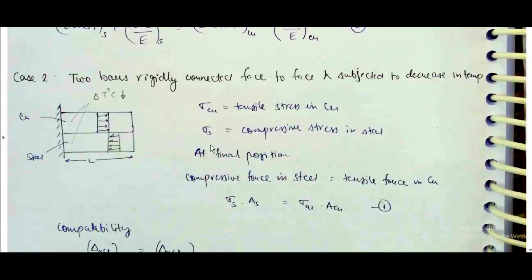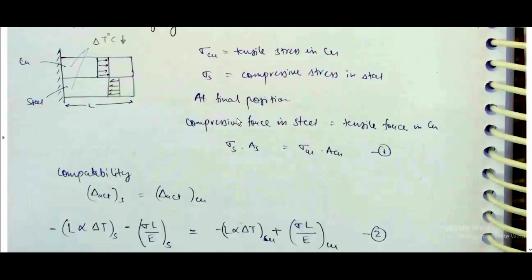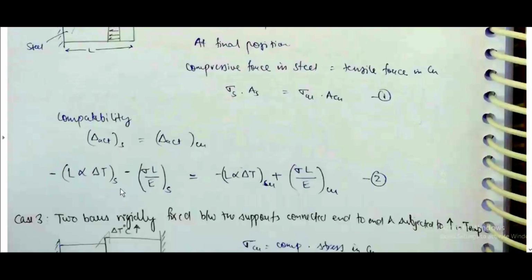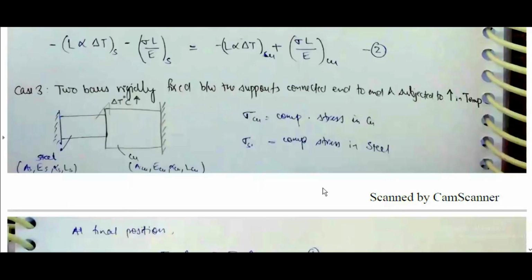Okay, case to case. Sigma C is the tensile stress in copper, sigma S is the compressive stress in steel. Same as before, at the final position, the compressive force on steel is equal to the tensile force in copper: sigma S into AS is equal to sigma CU into ACU. Compatibility equation: delta actual steel is equal to delta actual copper, minus alpha delta T steel minus sigma L by A of steel (minus because it is compressive) is equal to minus alpha delta T of copper plus sigma L by A of copper.